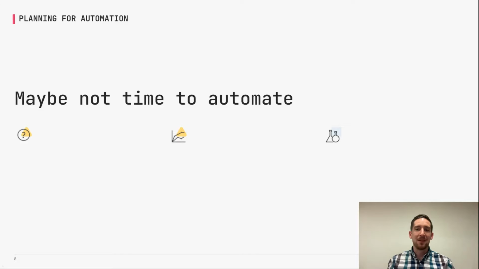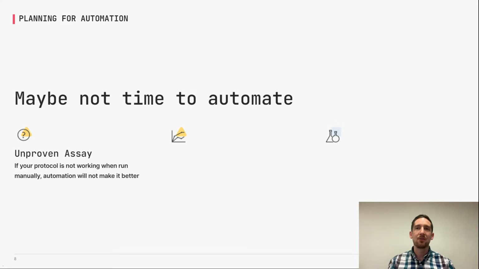On the flip side, there are some times when maybe it's not a good project to automate, or something that you may want to consider automating down the road, or even just rethinking how you're working with that assay, maybe finding a new way to do it that would be a little more automation friendly. The first, and I would say most important thing that I think sometimes goes overlooked is if you have an unproven assay that's either really inconsistent at the bench or is something that maybe your lab hasn't tried at all.